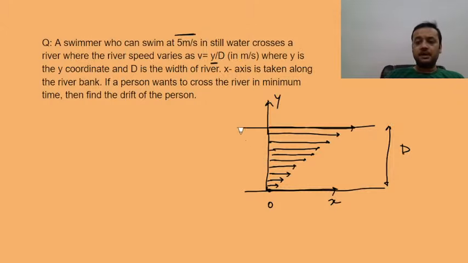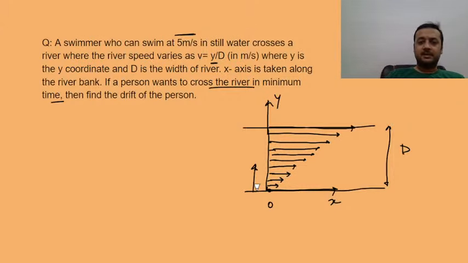Now, if a person wants to cross the river in minimum time, you know that the person has to apply all his efforts. That means he has to move his hands and legs along this y-axis.